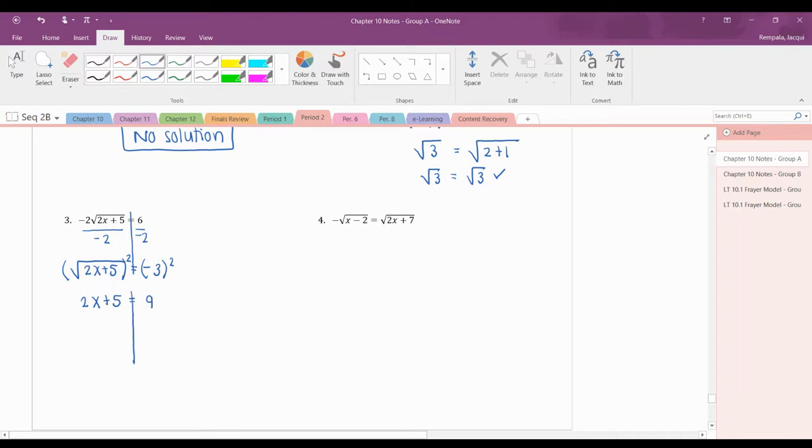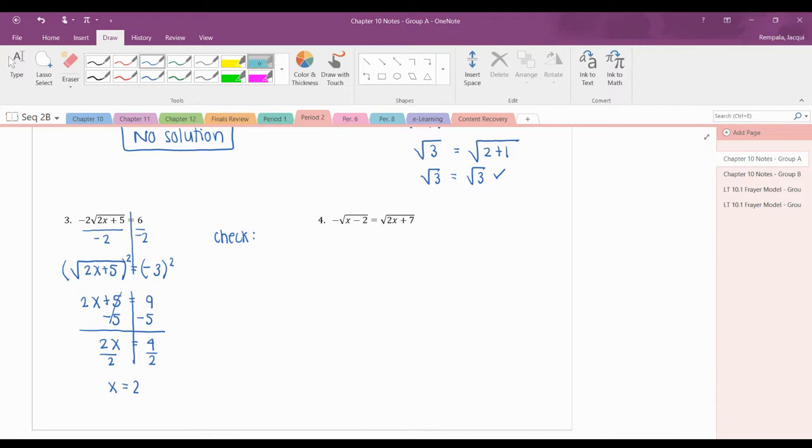Now we have a couple of steps to get the x by itself. I'm going to move that 5 first because it's not attached, so the opposite of a positive is a negative. That gives me 2x to equal 4. I'll divide both sides by 2, and my potential answer is that x equals 2. But I can't say it is my final answer until I've checked my solution.